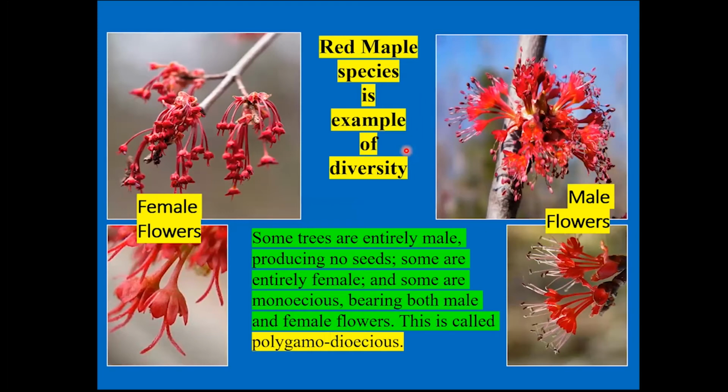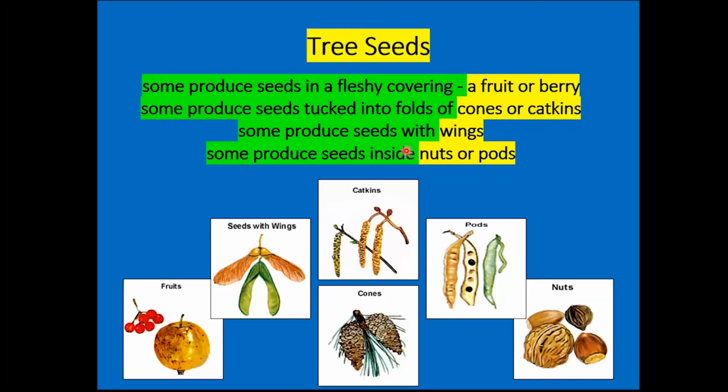Some trees are entirely male, and they won't produce any seeds. Some are entirely female. Some are monoecious, bearing both male and female flowers. And this is called polygamodioecious. That's quite amazing, but it's not unexpected in the plant world. You know, we think everything has to be cut and dry in our world, but this is definitely not the way nature works. Here are true seeds that are produced by a flower.